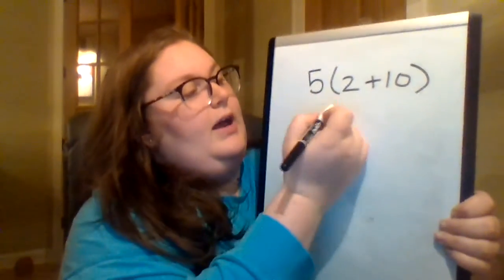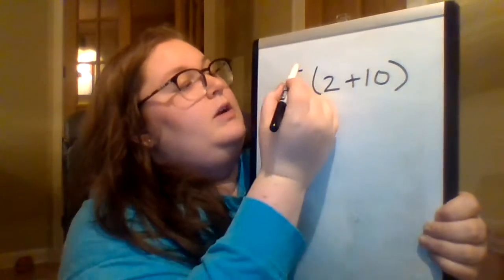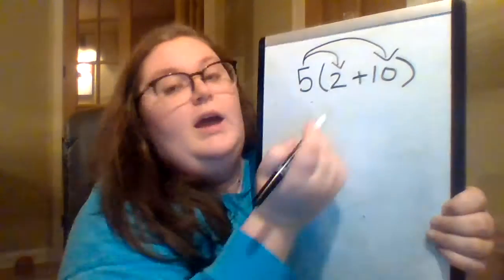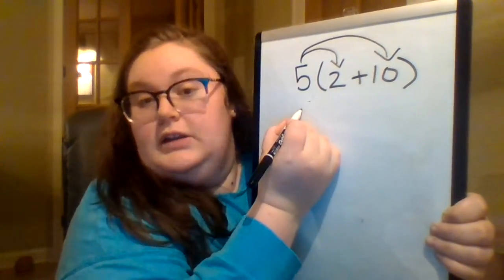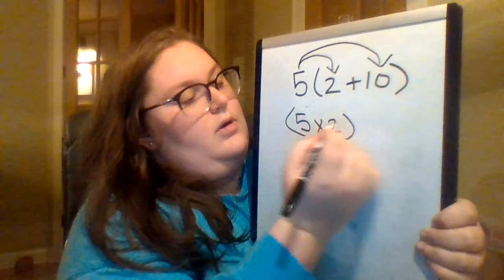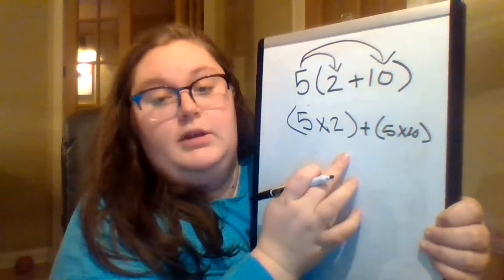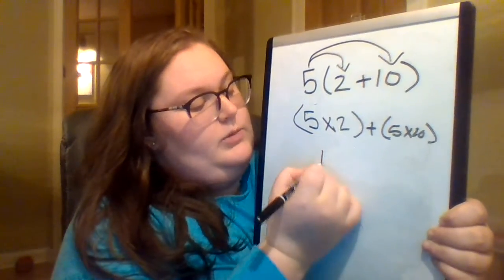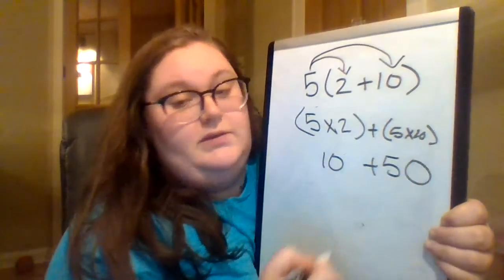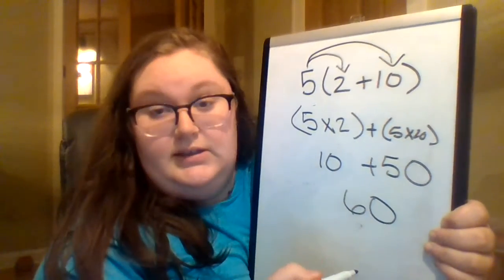So I have 5 parentheses 2 plus 10 parentheses. So remember, the first thing I'm going to do is I'm going to take my arrow and I'm going to distribute my 5 to the 2 and to the 10. So it's going to look like 5 times 2 plus 5 times 10. So then I'm going to break these down even more. 5 times 2 is 10, plus 5 times 10 is 50. And then I'm going to add these two together, and I should get 60.